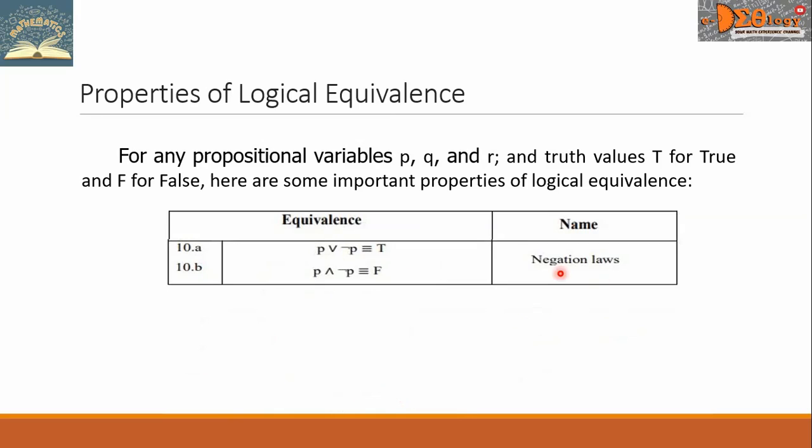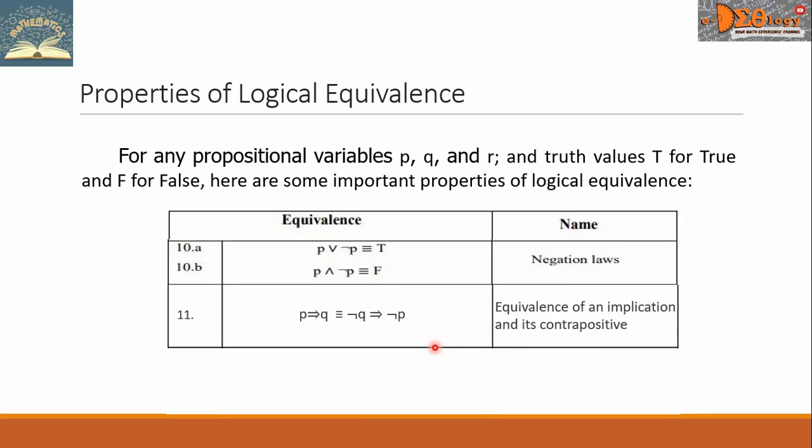Number 10 is negation laws. We have two parts. 10a, P or not P is logically equivalent to T or true. 10b, P and not P is logically equivalent to F or false.